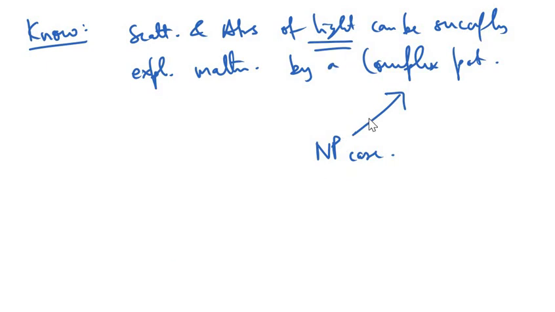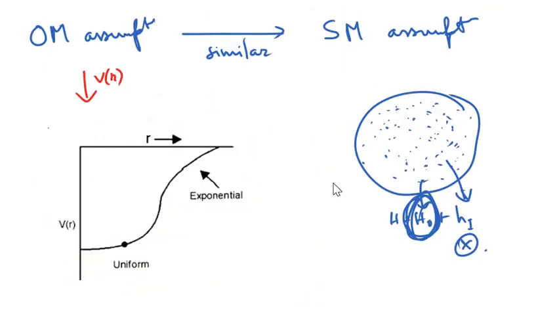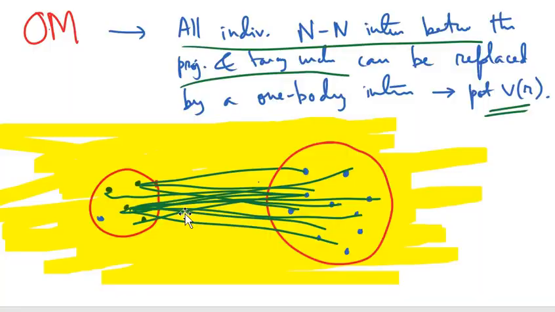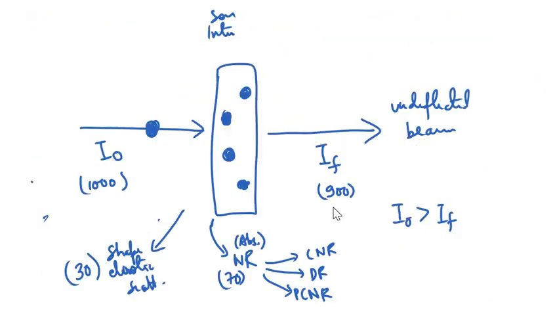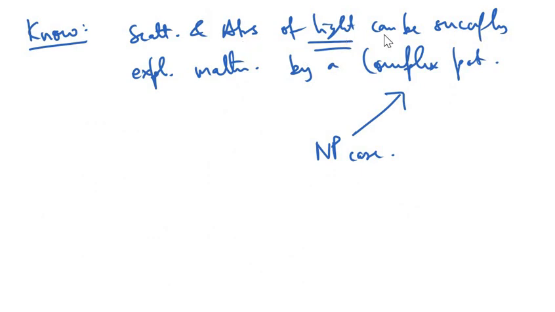So basically, scattering of matter waves in our nuclear physics case, projectile and target, right? Projectile, target, scattering of matter waves, you can think of it like that. And so just like light, we will be using a complex potential. Okay, so let us proceed.